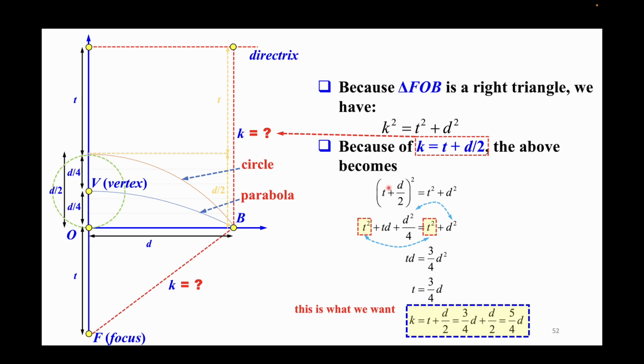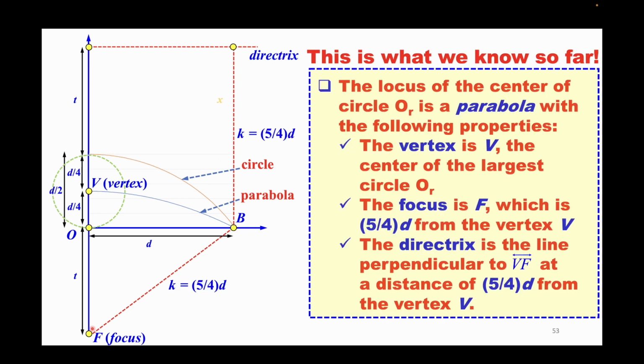And this T squared here and here are cancelled out. We have a D squared here, a D squared here. Eventually, we found out T is 3/4 of D. And the value of K would be T plus D/2, which is 5/4 times D. Therefore, the value here is 5/4 times D. And the distance here is 3/4 of D. So this is what we know so far.